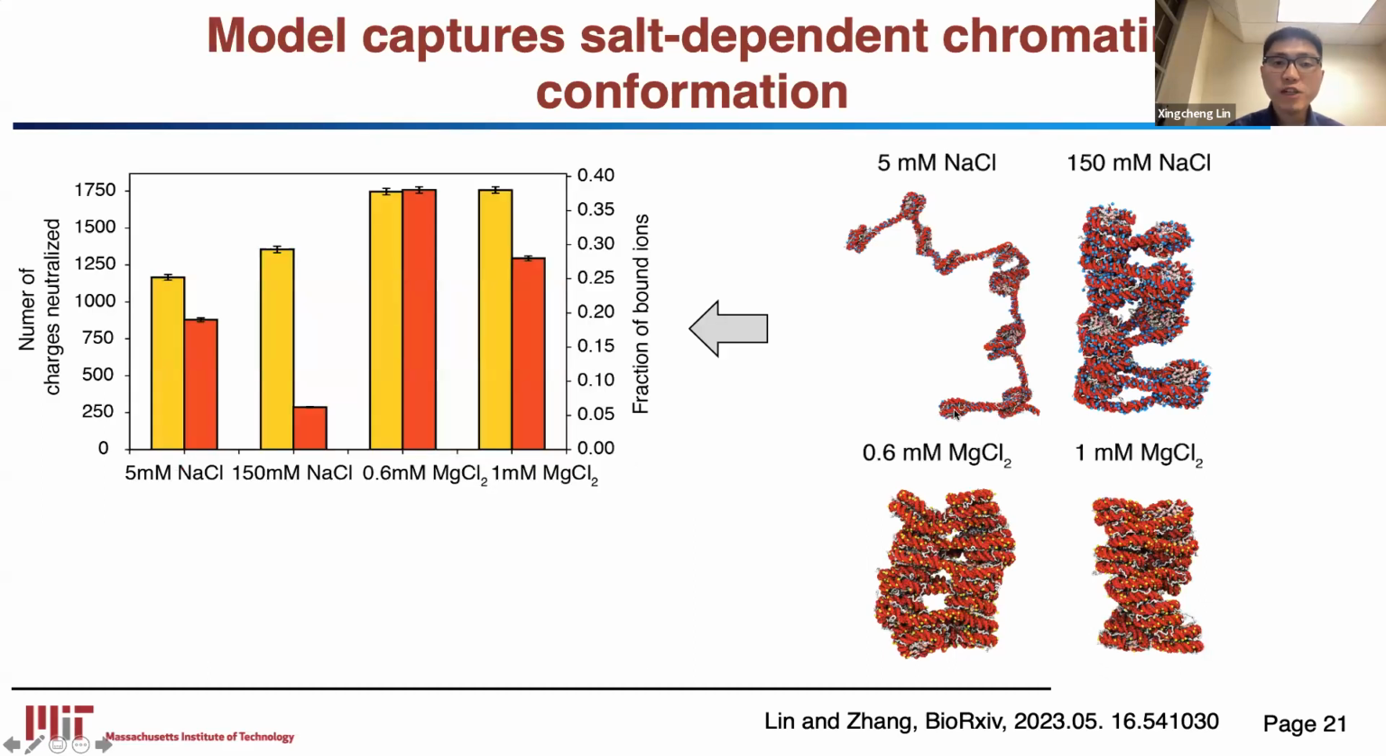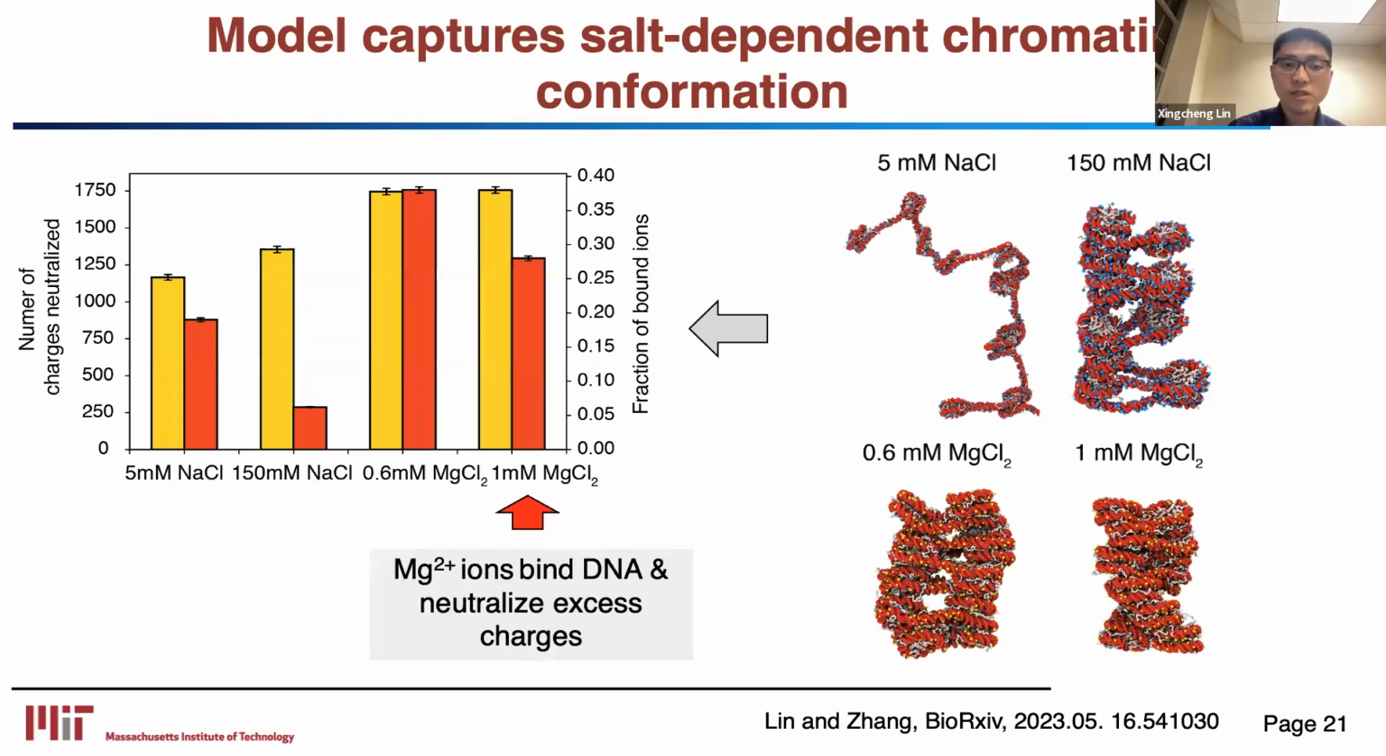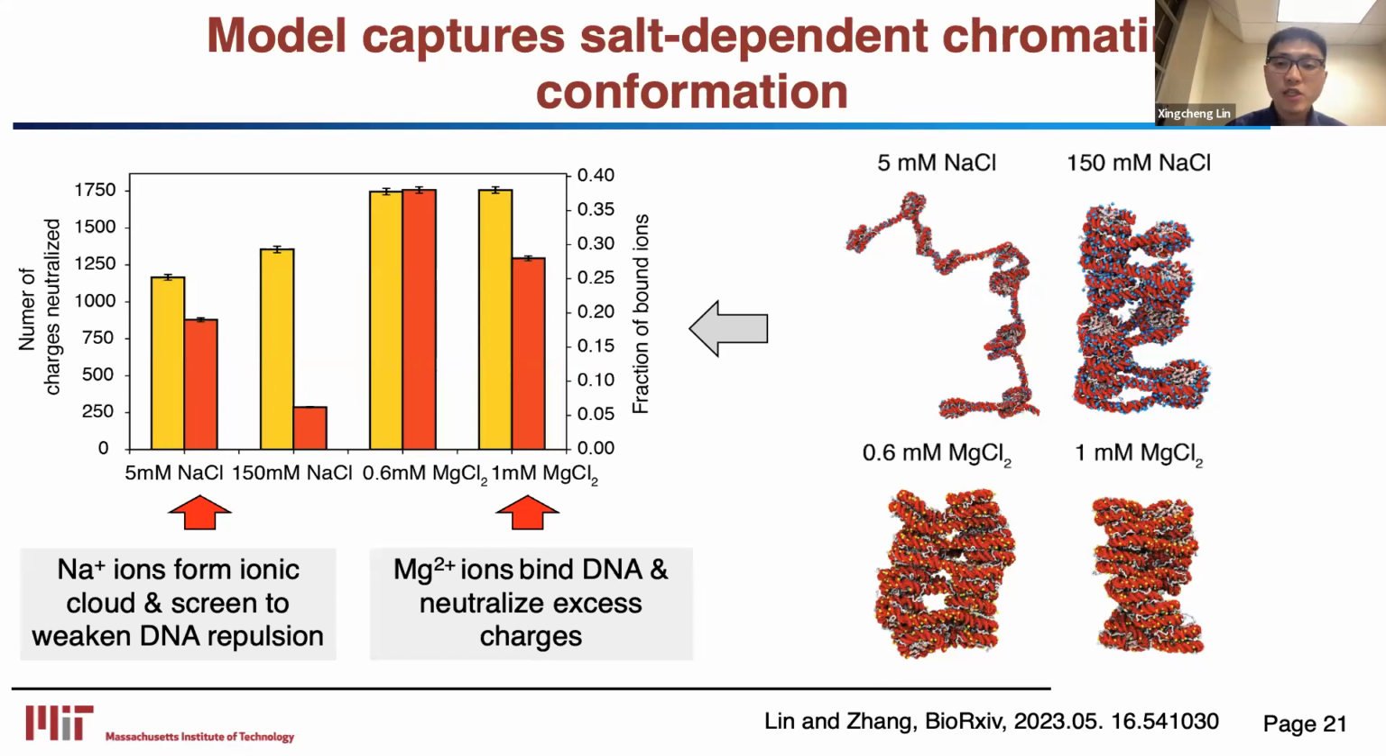A further investigation finds that this magnesium significantly concentrates on top of these nucleosomes. And by doing that, this bound magnesium would neutralize the excess charge to compact the chromatin. As a comparison, sodium ions would only function as a cloud to screen this DNA repulsion.